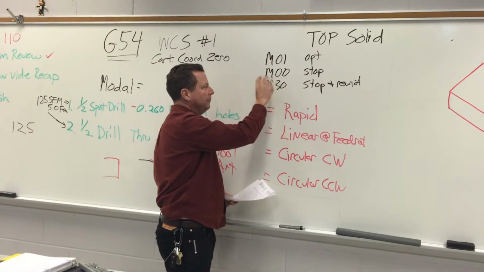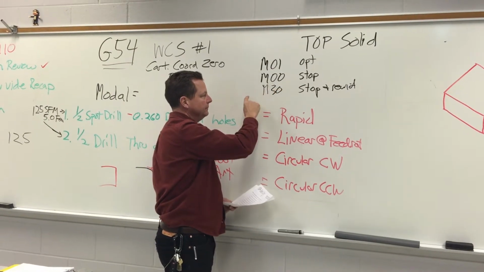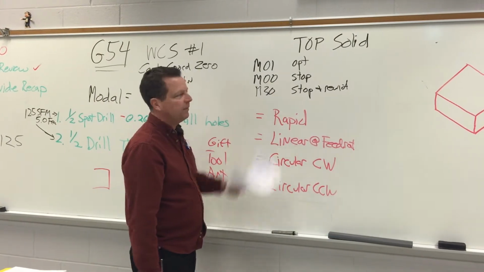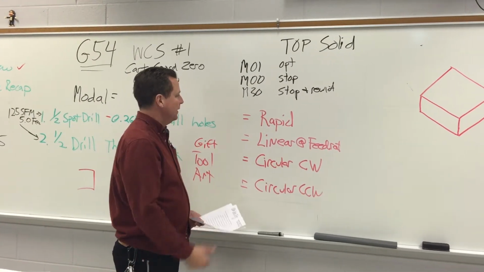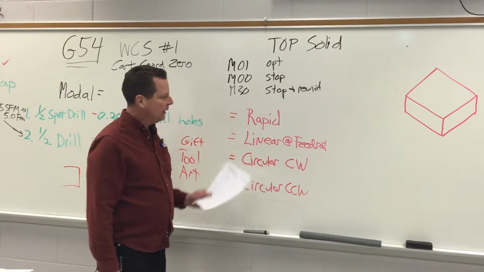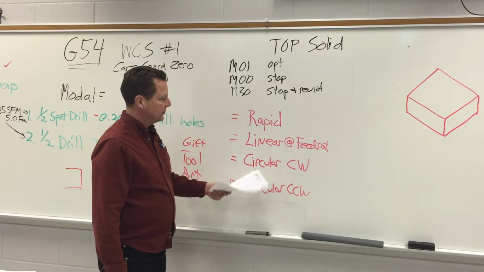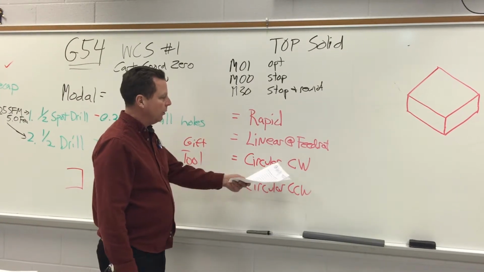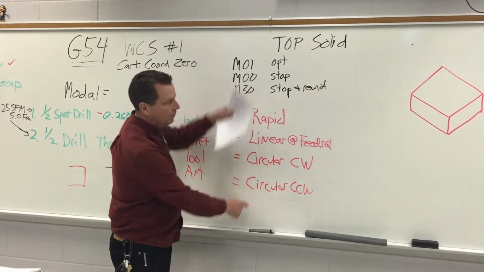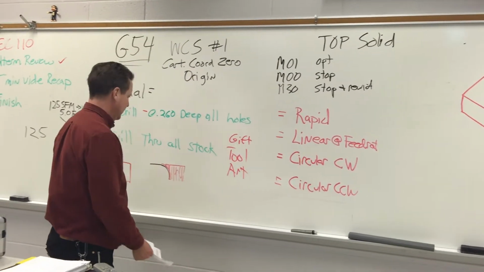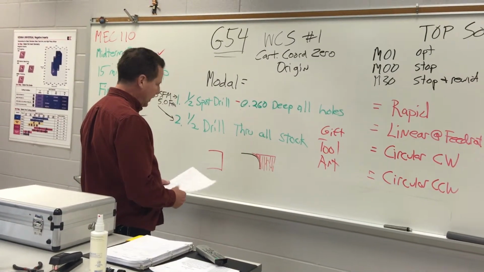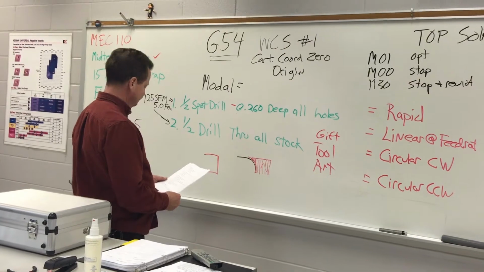M01 is optional stop. M00 is stop, just in the middle of the program. M30 is stop and rewind. So those 3 things tell you how to stop. The rapid code was G00. The linear at a feed rate was G01. The circular was clockwise G02, counterclockwise G03. The 4 motion codes. M08 means coolant on.